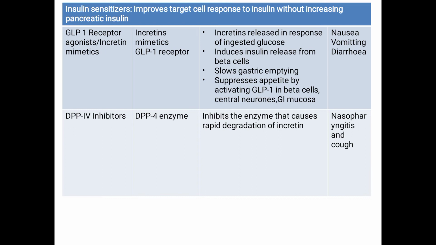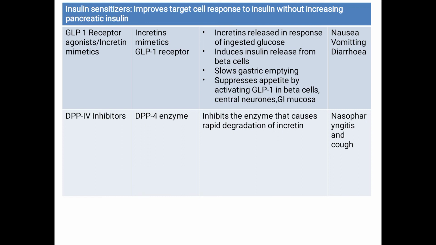It is going to slow the gastric emptying. It will suppress the appetite by activating the GLP-1 receptors. Okay, so these are its functions. It is going to increase insulin, and all these functions it is going to do. So if we have a substance which is mimicking incretin, then it is going to be of advantage to us. So that is the function of liraglutide and exenatide.